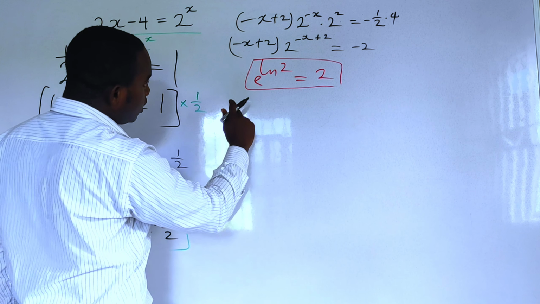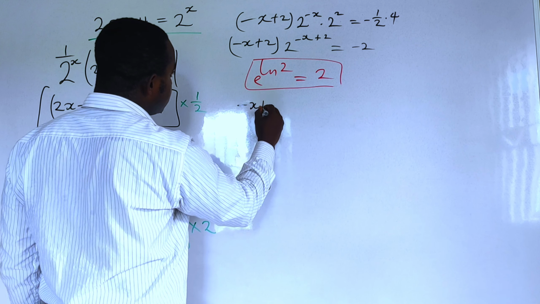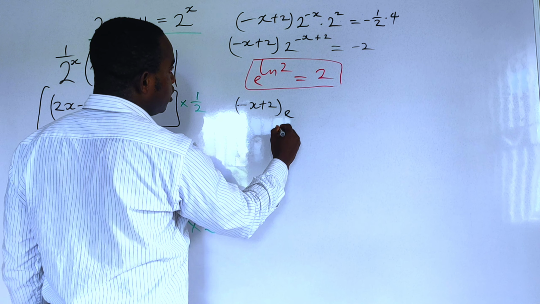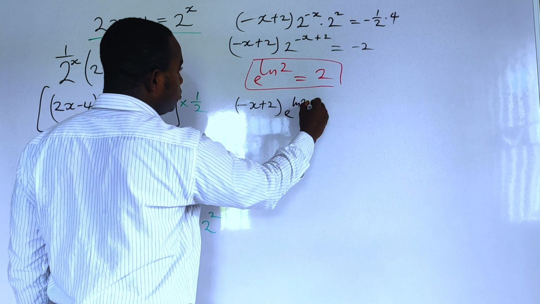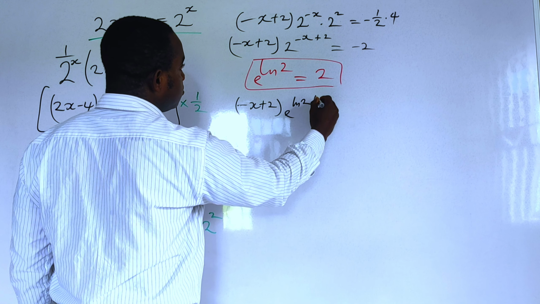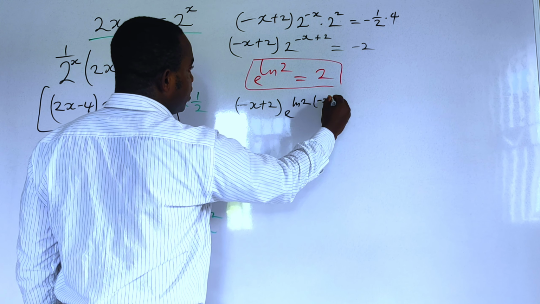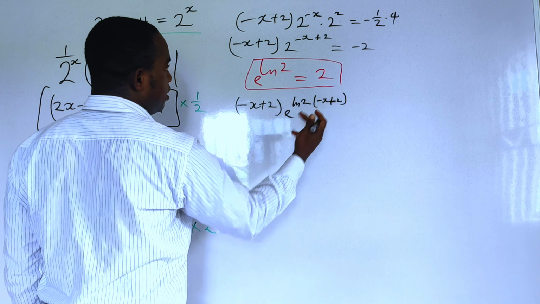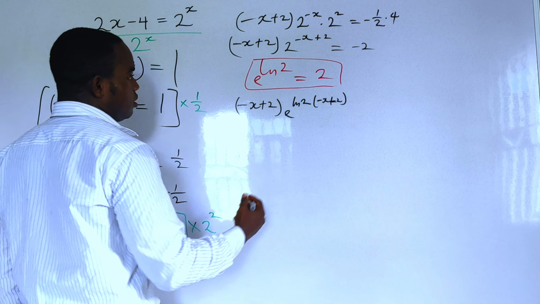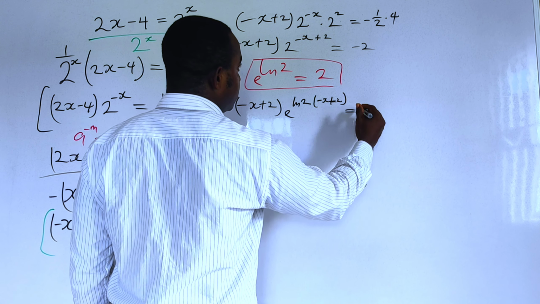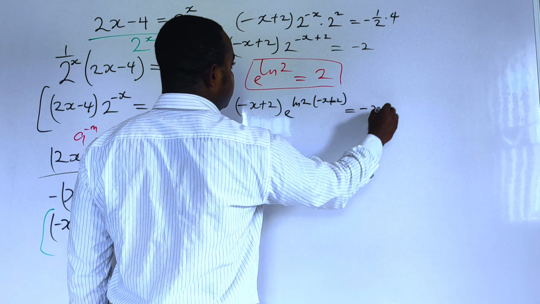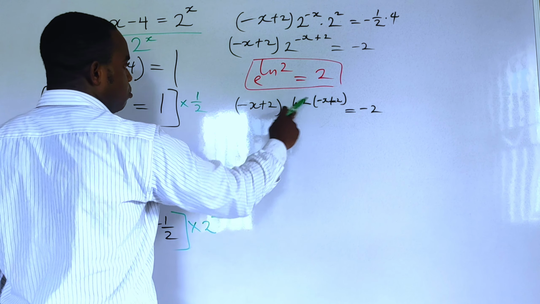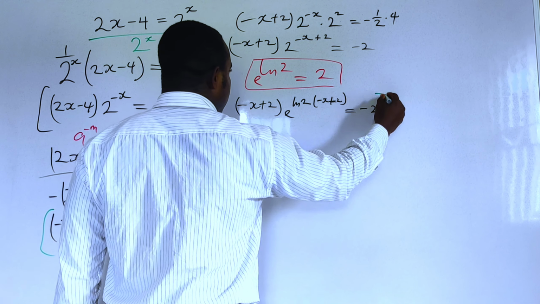So then we are going to be having negative x plus 2 and e to the ln of 2, and we still have negative x plus 2 there. Well, I feel like I should not write this negative x plus 2 here, because it looks like the natural log is affecting it, but I'll write it correctly in the next line. And this is equal to negative 2. So this is the point where the Lambert W function applies. This is where you introduce it.